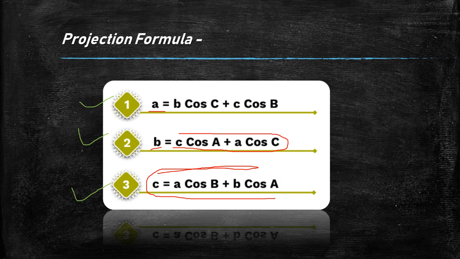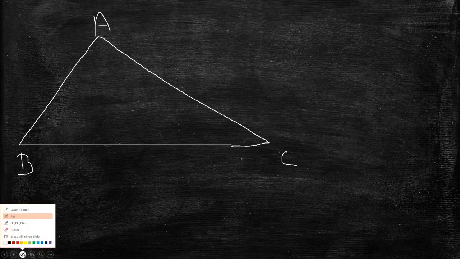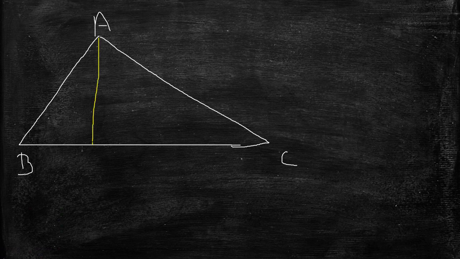Now let us move to the proof of this. Suppose I have a triangle. I am drawing a triangle ABC. This is my triangle ABC, and what I will do here is make a perpendicular drop from A. When I make a perpendicular drop from A, this is my perpendicular. I am letting this point of intersection be D.